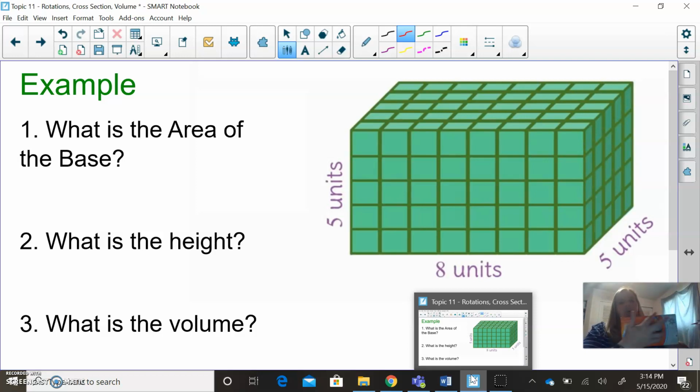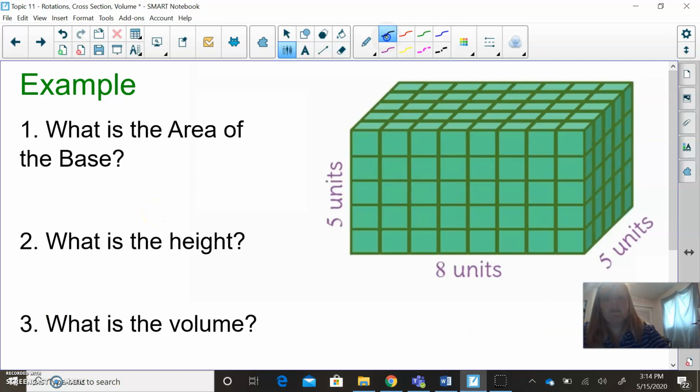The area of the rectangle. So we're going to do the area of the base is 8 times 5.